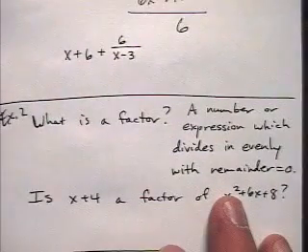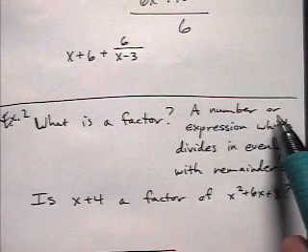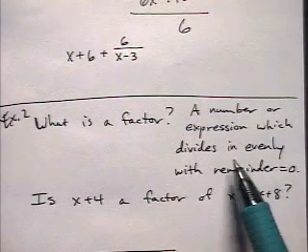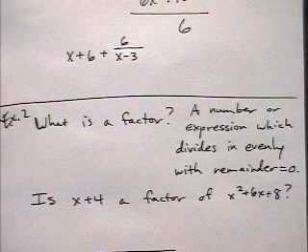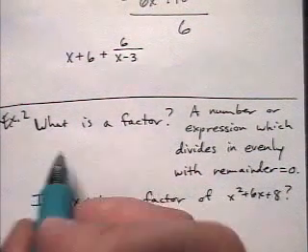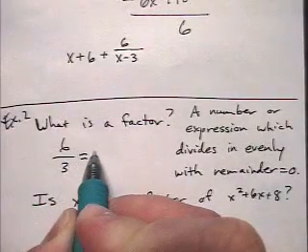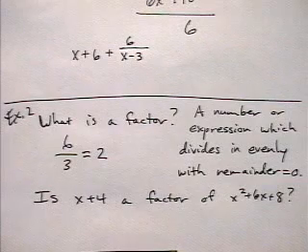So what's a factor? Example 2 starts talking about this term factor. A factor is a number or expression which divides in evenly with the remainder equal to 0. We know that kind of thing, like we could say that 3 is a factor of 6 because it divides in evenly.